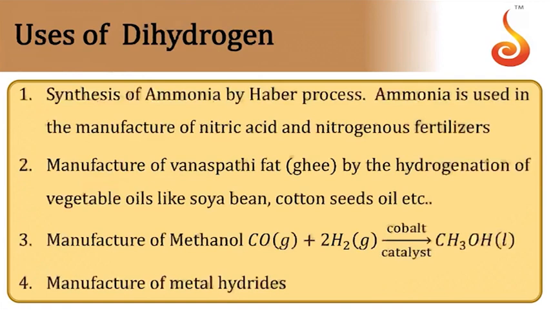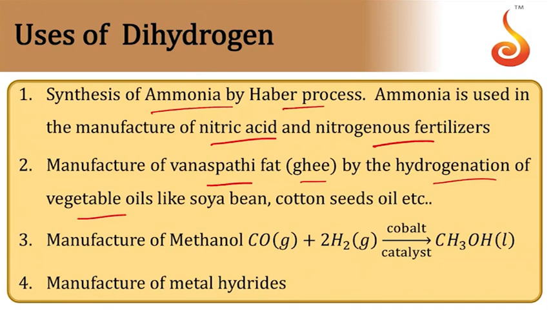It is used in the synthesis of ammonia by a process called Haber's process. In the preparation of nitrogenous fertilizers also, hydrogen can be used. In the manufacturing process of HNO3 also, H2 is used. Then comes the manufacturing of Vanaspati, nothing but ghee. The process is hydrogenation of vegetable oils, which leads to formation of Vanaspati.